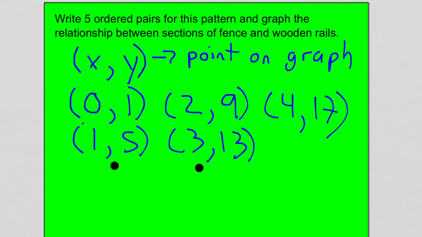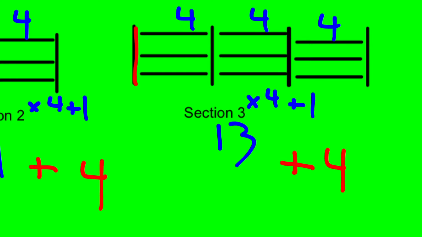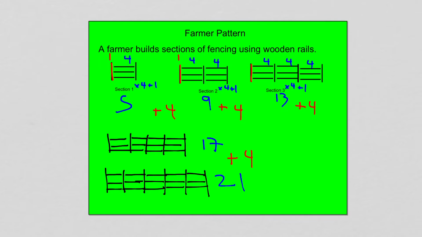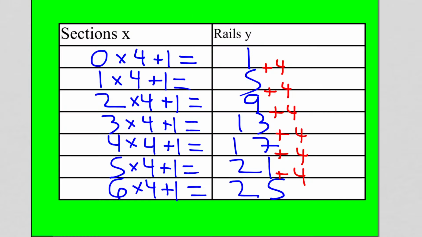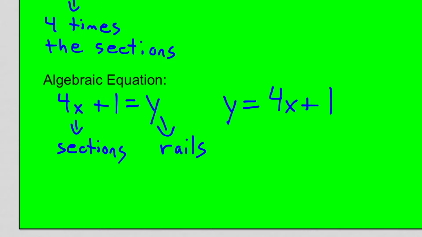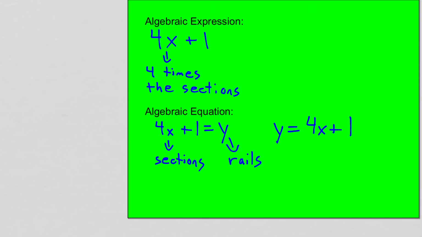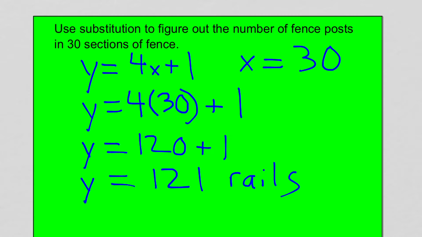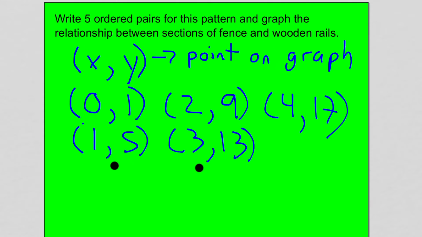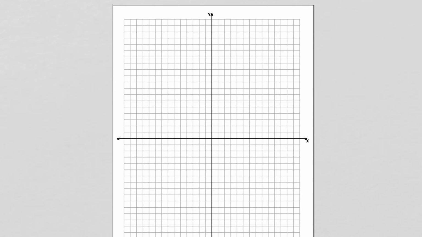So we had taken this farmer pattern way back at the beginning. We had drawn pictures of the fencing as it increased in size. We had represented this pattern as numbers, and then we discovered some patterns in the numbers. We took those algebraic patterns and wrote them as an expression and an equation. We used that equation to figure out the number of rails if there were 30 sections of fence. And then we took these numbers from the table and represented them as ordered pairs or points on a graph.